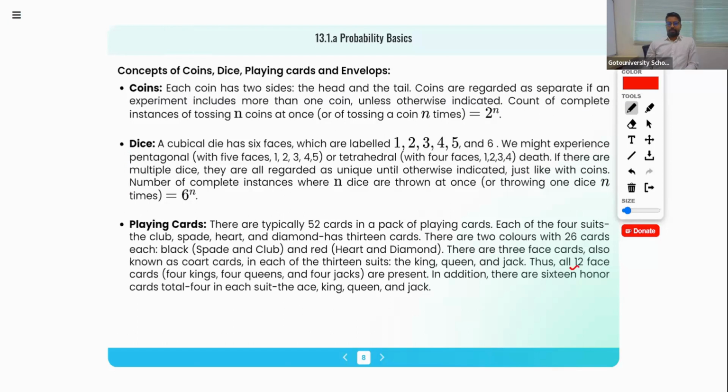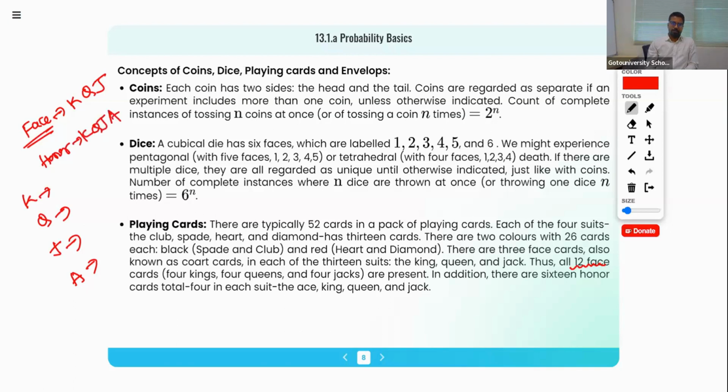So face cards, there is a small correction here. Face cards are only kings, queens, and jacks. We call them the face cards. But together, if you use aces also, that becomes honor cards. So a small difference: a face card includes king, queen, and jack only, whereas honor cards include king, queen, jack, as well as ace. So be clear about those terms. Fine. Any questions so far? Any doubts?